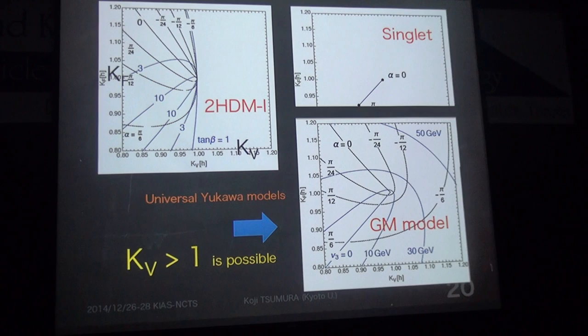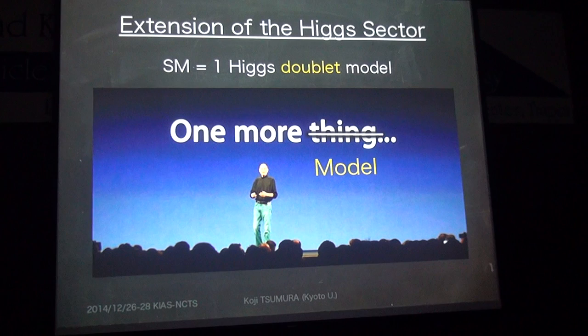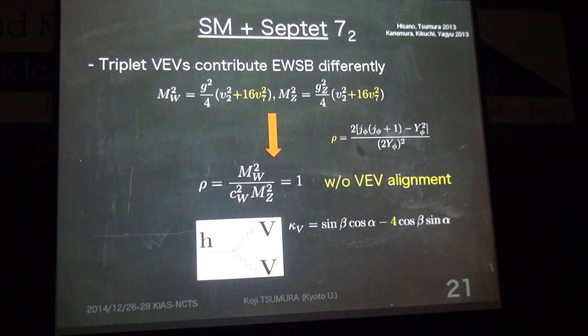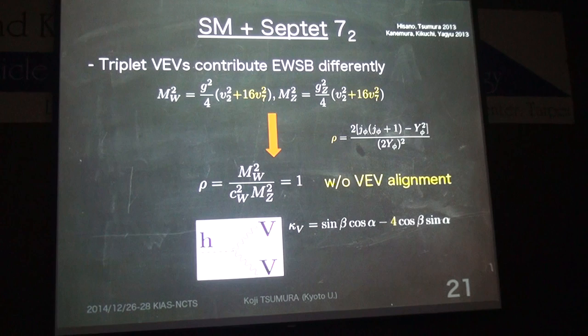Okay, so I want to show you one more model which satisfies the rho parameter. In fact, this is the so-called septet model. An SU(2) septet with hypercharge 2 can be consistent with rho equal to 1, because in this model the rho parameter is given by this form, because the rho parameter is usually determined by isospin and hypercharges, and if you put this combination equal to 1 and solve it, then you can easily get the quantum numbers by solving this equation. And next, this is the next minimal to the doublet.